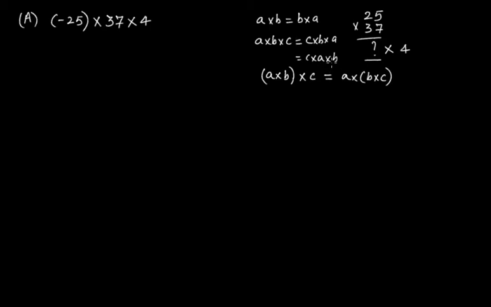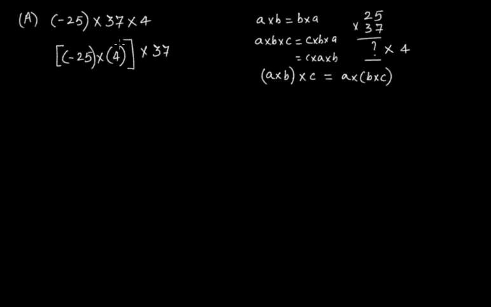So using these properties, you can solve this multiplication very quickly. How? If you use the associative and commutative properties here, you can do it like this: minus 25 times 4, group that together, and then multiply by 37. So this is the associative property. I can group together or arrange the numbers according to my need, so that my calculation becomes easier.